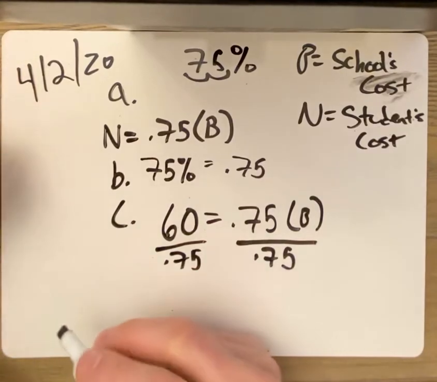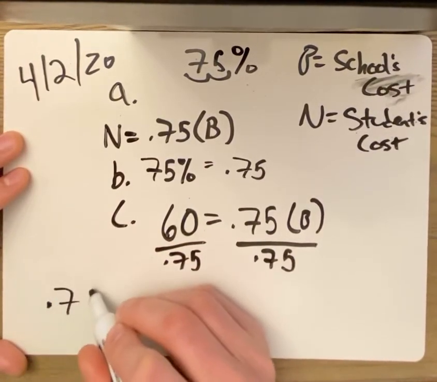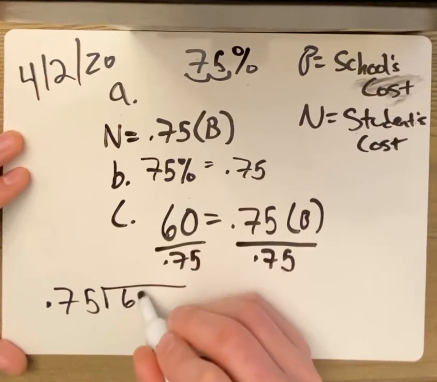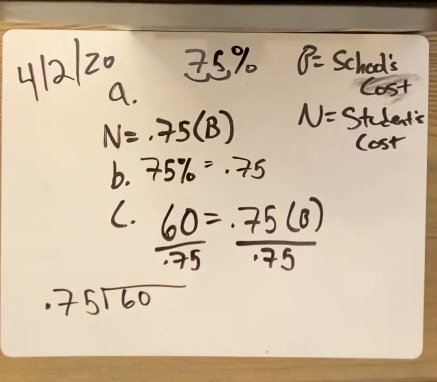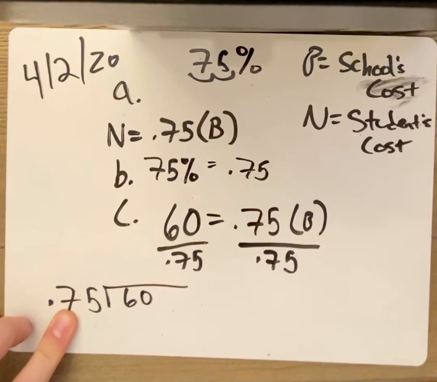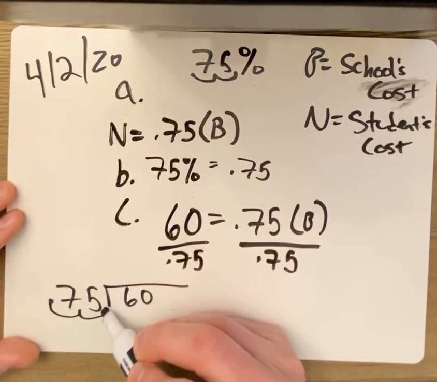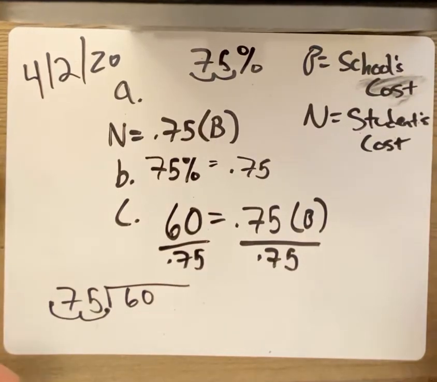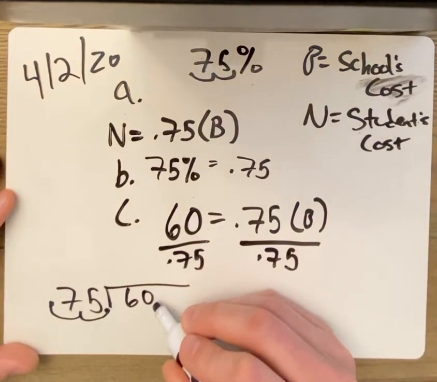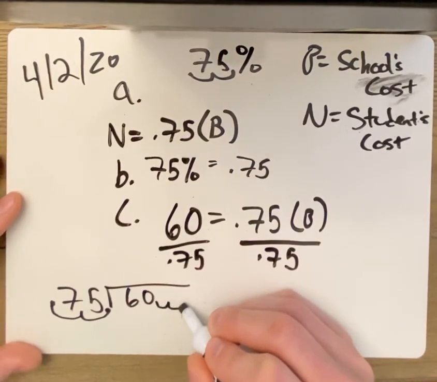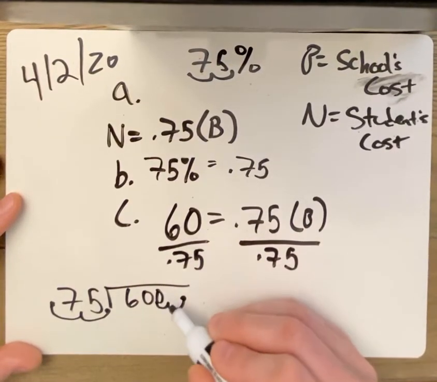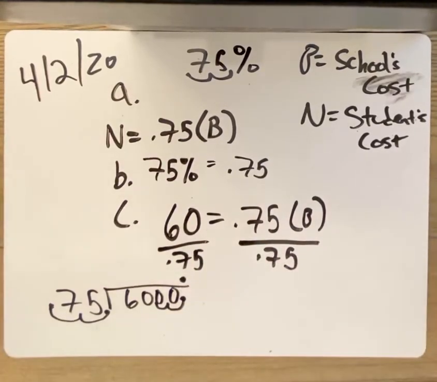So let's set it up: 60 divided by 0.75. You know we can't divide by a decimal, so we have to turn this into a whole number. All I have to do is move the decimal 2 places to the right to get 75 now. And again, golden rule: what you do to one, you do to the other. So I move it twice on the 60, fill it in with zeros, and bring up the decimal. So now we have 6,000 divided by 75.